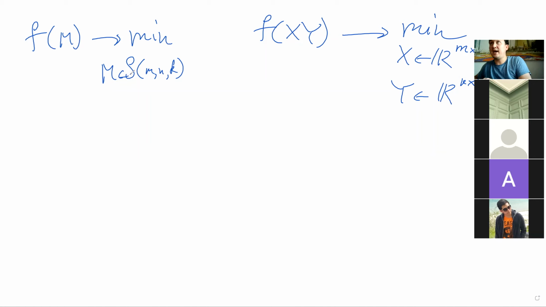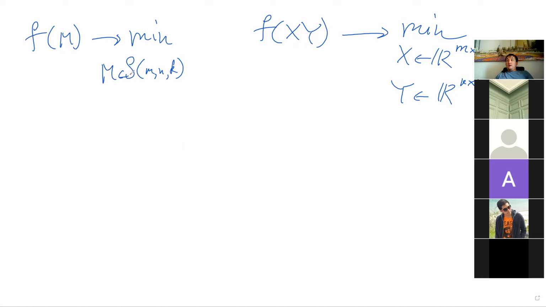So before that, we had a convex function, F of M, but the constraints made everything complicated. Here, we reduced the problem to another problem for which there are no constraints. X and Y are unconstrained matrices. There are no constraints. But what is that? What do you think?